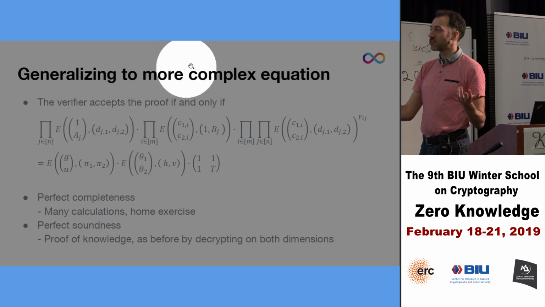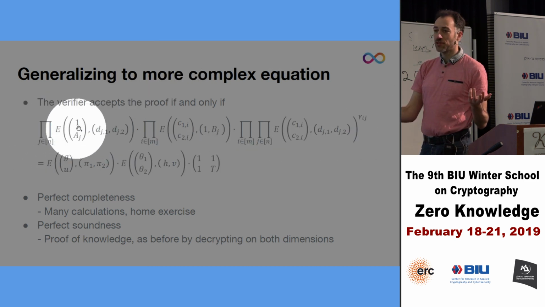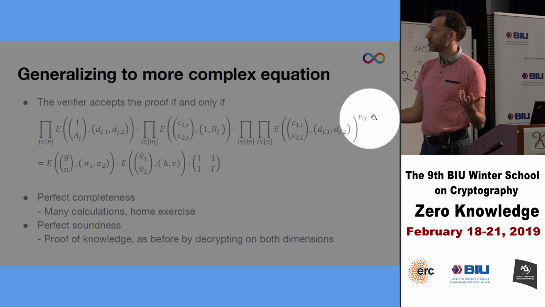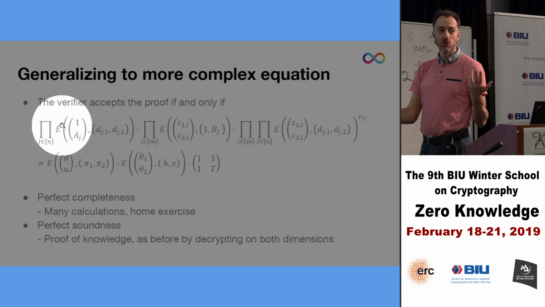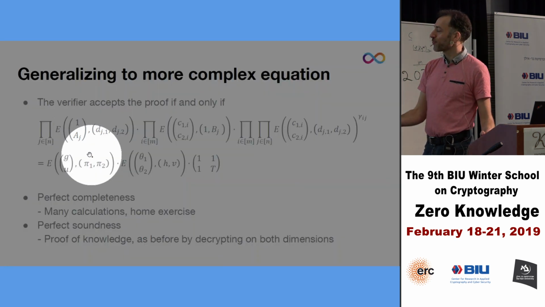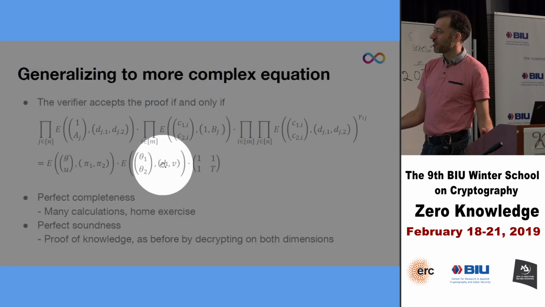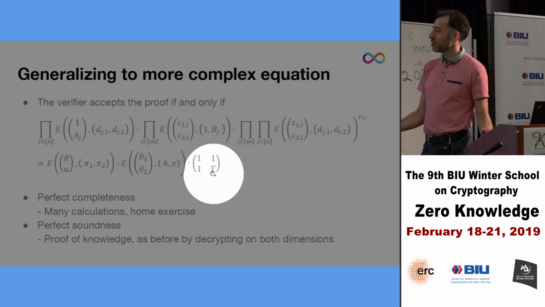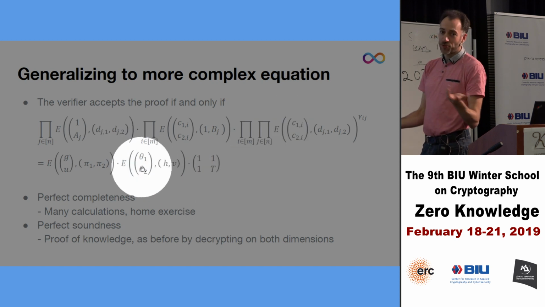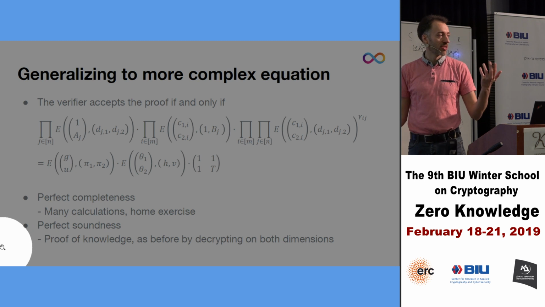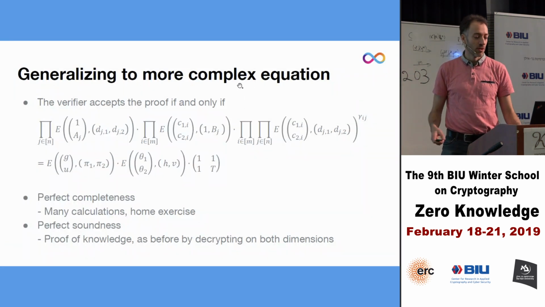You take the ciphertext encrypting the witness and plug it into the verification equation, properly extended to be this 2 times 2 matrix. And then you create 2 proof elements that are going to be paired with GU, and 2 proof elements that are going to be paired with HV, and then you check that this hits the target. And as before, you get perfect completeness, of course, with a lot of calculations, and perfect soundness, again, exactly the same idea. You just try to decrypt them in 2 dimensions.